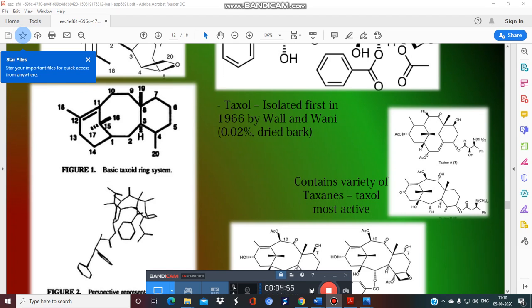So scientists are working on different alternative methods to obtain Taxol in the laboratory, that is through biotechnology or any other method. Actually, there is a compound that is present in the leaf, that is 10-deacetylbaccatin III.